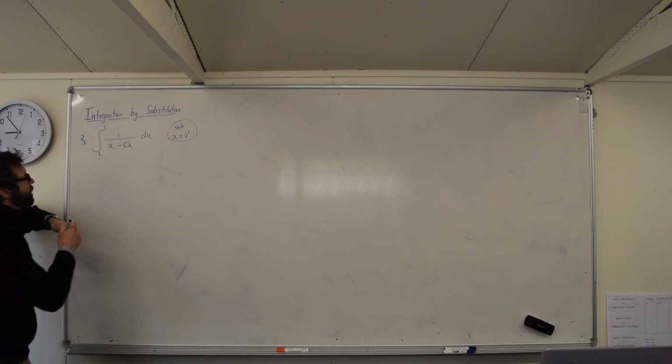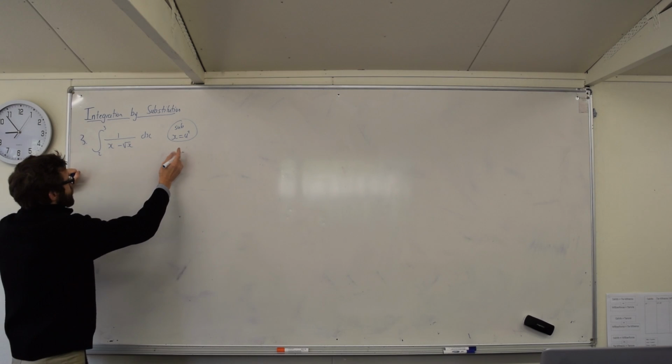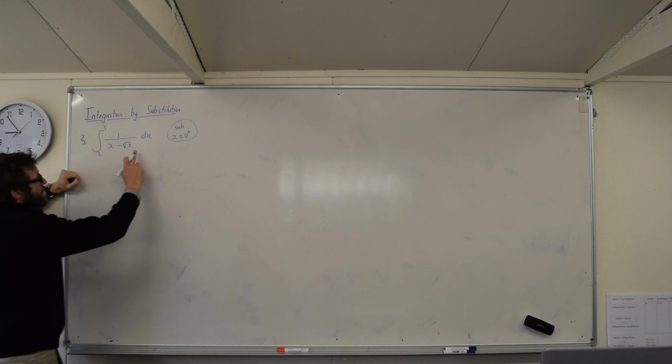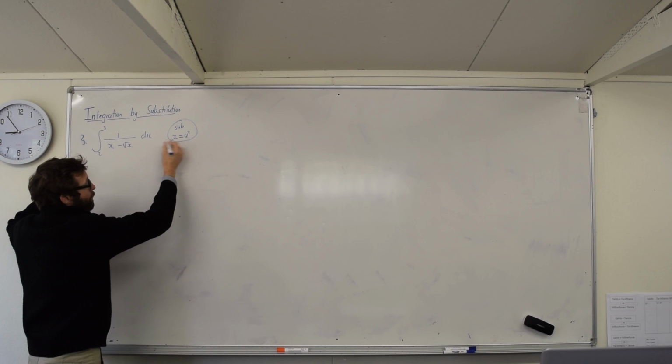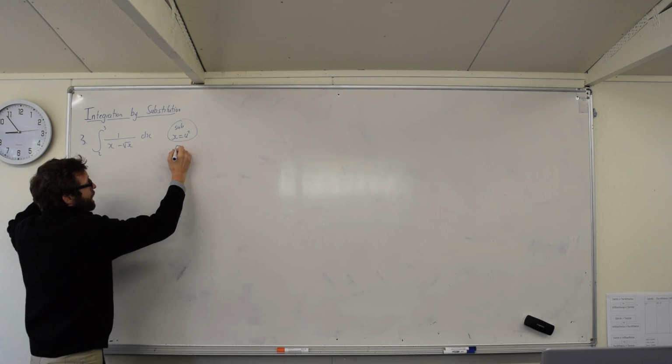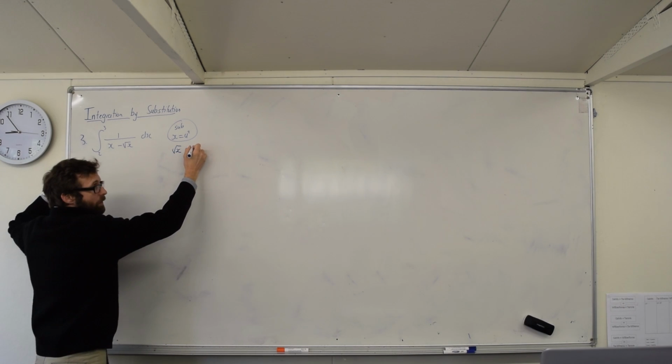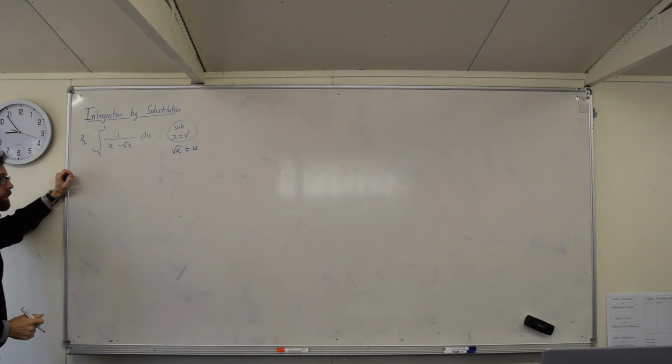So if u squared equals x, so that's a u squared there. Square root x, well, let's square root both sides. We get square root x is equal to u. Okay.